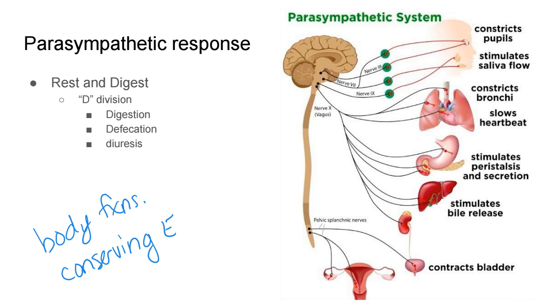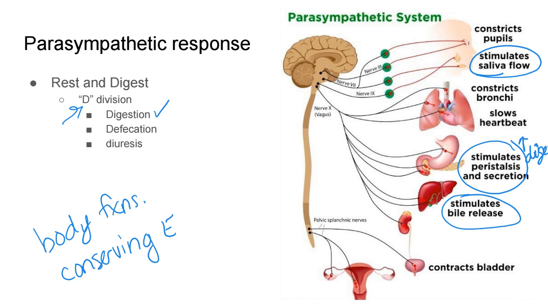So how we call our sympathetic system our E division, this one is our D division. So instead of fight or flight, I'm resting and digesting. So I'm doing digestion, right? So I'm stimulating the flow of saliva now, right? I'm going to produce more saliva. I'm going to increase digestion. Peristalsis is the movement of the food through the digestive tract. So I'm going to increase the movement of the food through the tract, the secretion of the enzymes to help digest it, the release of bile to help me break down fat.